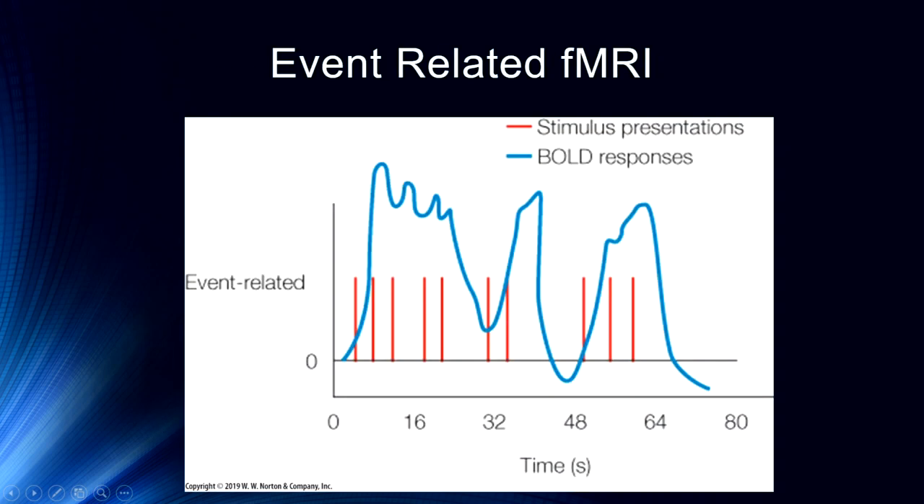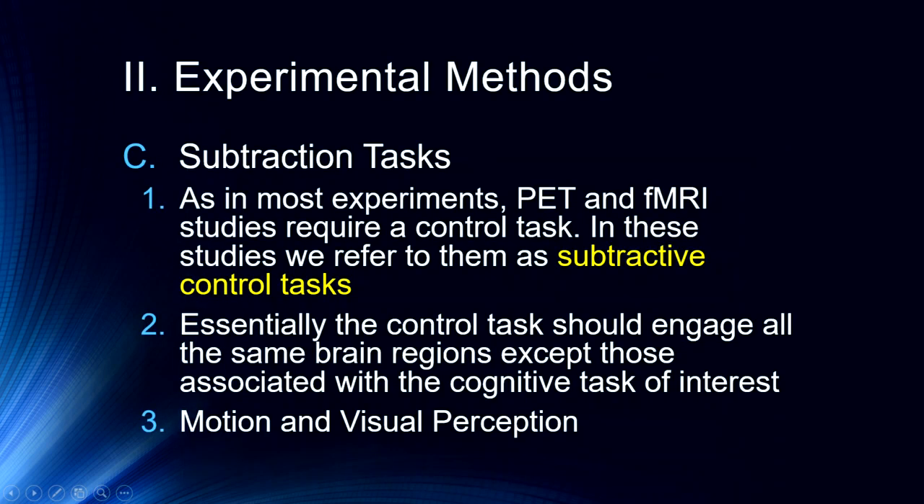One of the notes on fMRI and PET scans is we do have to have some kind of subtraction task. Like most experiments, we have a control and experimental condition. And this is a little bit more complicated in PET and fMRI studies because, just like with ERPs, the brain's busy doing a lot of other things.